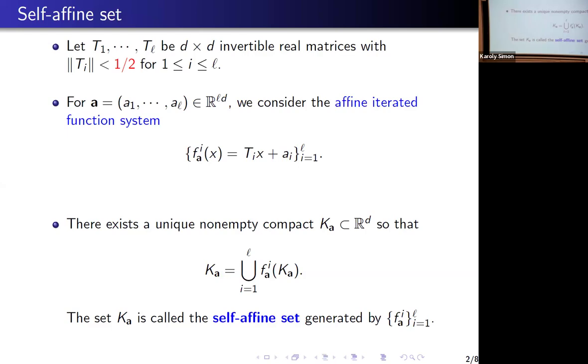For fixed translations a, we consider the following affine iterated function system: f_i^a(x) equals T_i x plus a_i. By Hutchinson's result, there always exists a unique non-empty compact set K_a such that K_a is the union of the images of K_a under the mappings f_i^a. And we often call the set K_a the self-affine set generated by the mappings f_i^a.